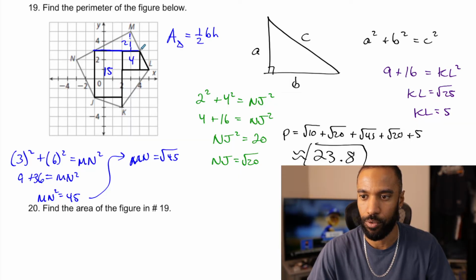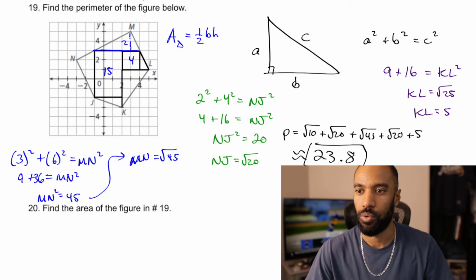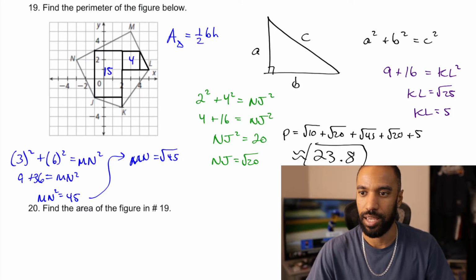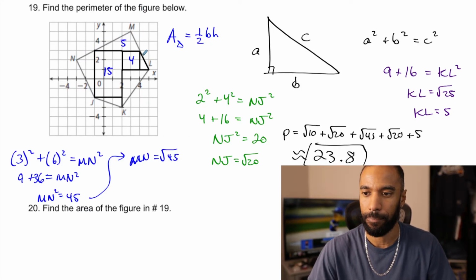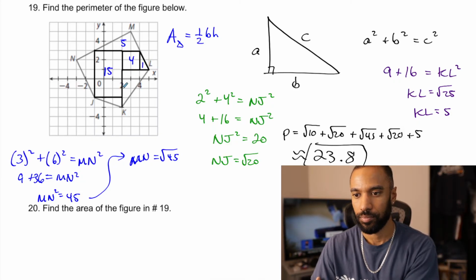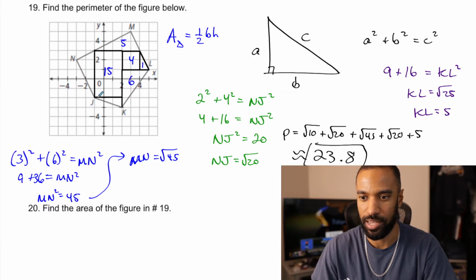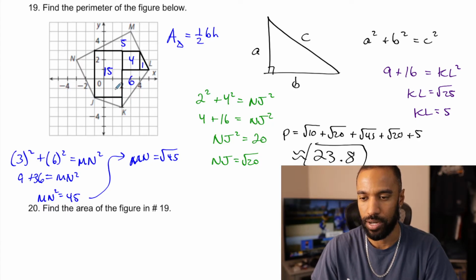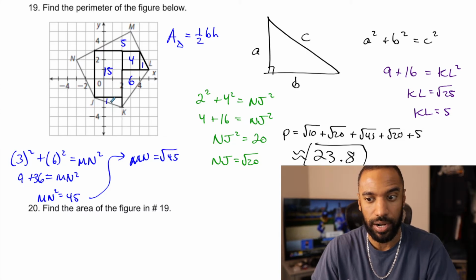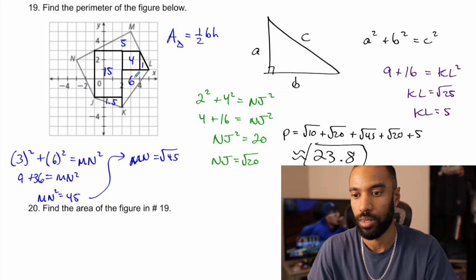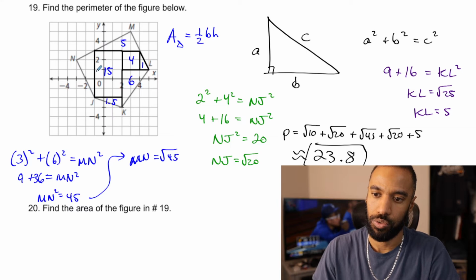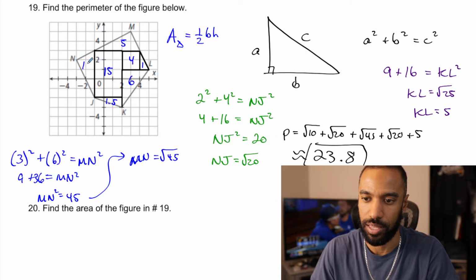1, 2, 3, 4, 5 times 2. So 5 times 2 is 10. Half of that is 5. 2 times 1 is 2. Half of that is 1. 4 times 3 is 12. Half of that is 6. 3 times 1 is 3. Half of that is 1.5. So that one's a little different. And then 1, 2, 3, 4, 5 times 2. Half of 2, that's also 5.